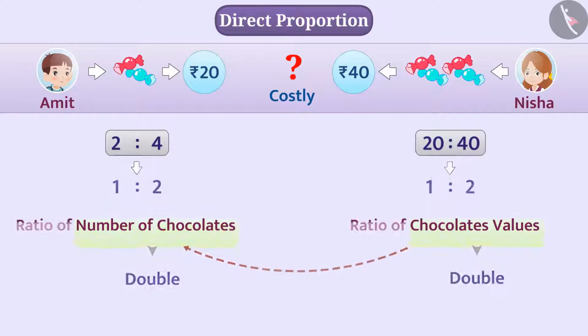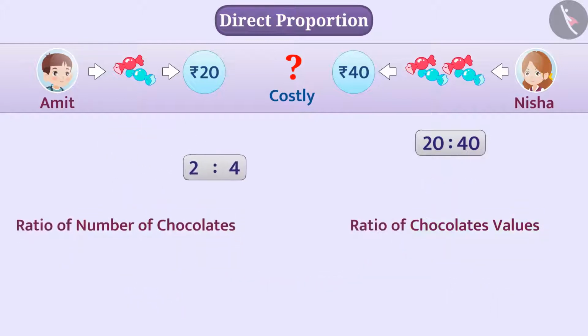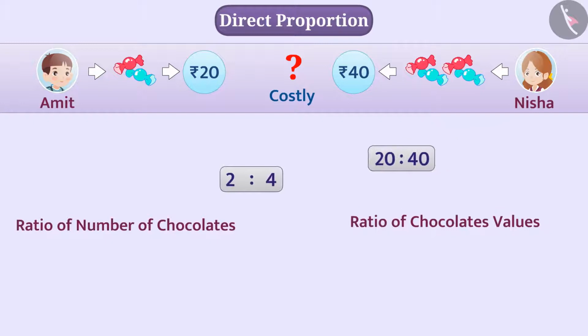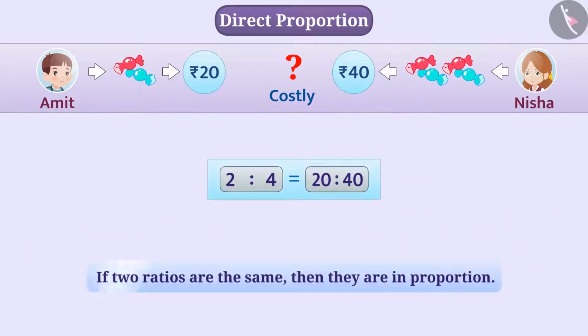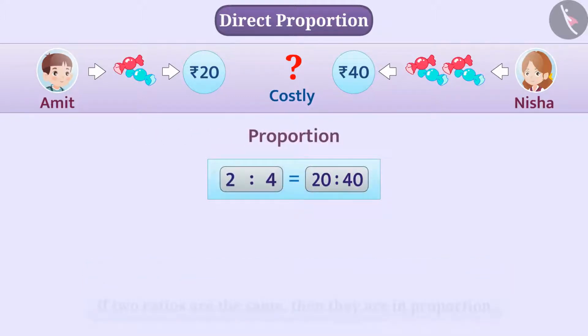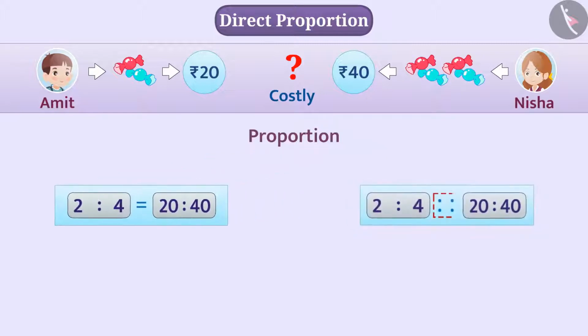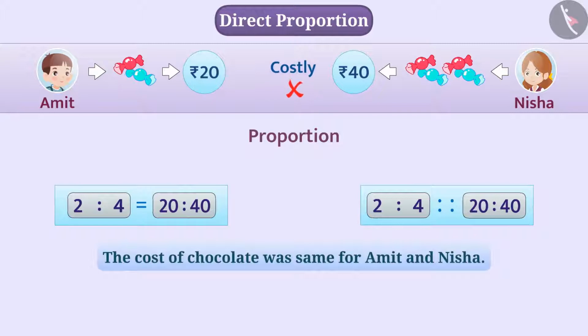We can say that here the ratio of number of chocolates and the ratio of their values is the same. In this way, if two ratios are the same, then they are in proportion. To indicate equality in ratios, use this sign or this sign. On the basis of proportional relationship, we can say that the cost of chocolate was the same for both Amit and Nisha.